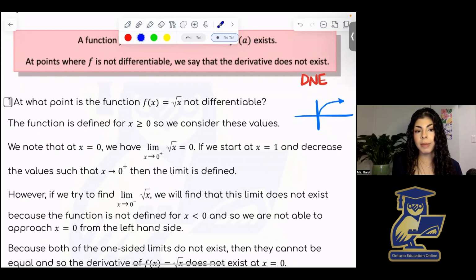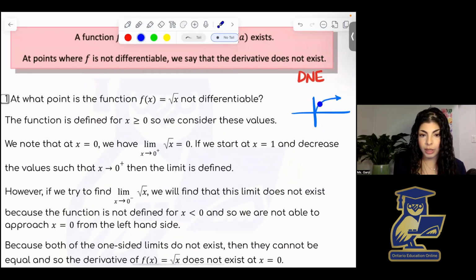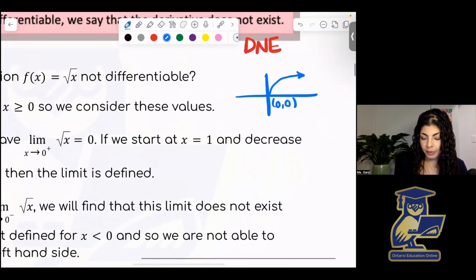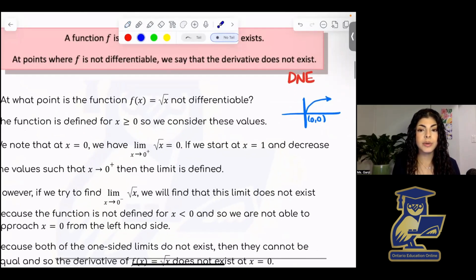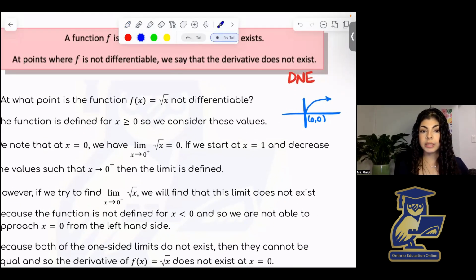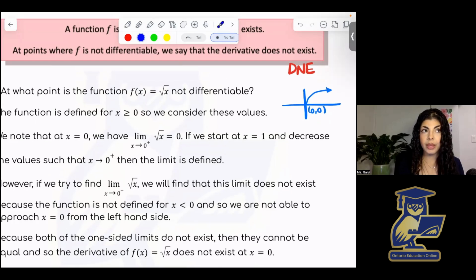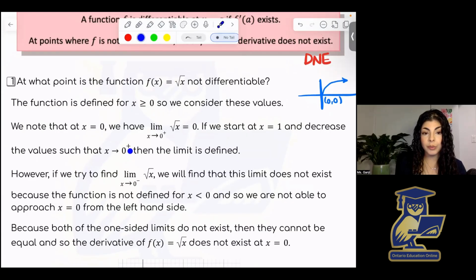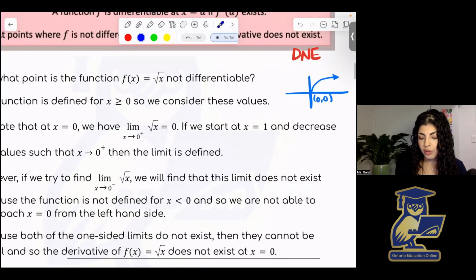Now, consider x equals 0. We do have that the limit as x approaches 0 from the right of square root of x is equal to 0. If you start at any point, like x equals 1, and get closer and closer to the point (0, 0), you're decreasing the difference between your inputs, trying to get the instantaneous rate of change at x equals 0. Then we can see that the limit as x approaches 0 from the right exists.